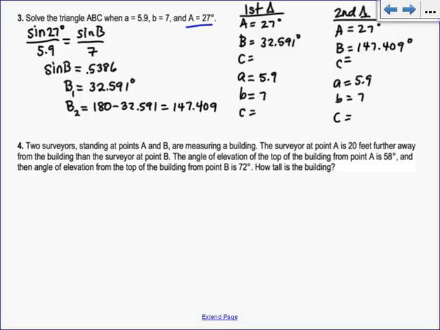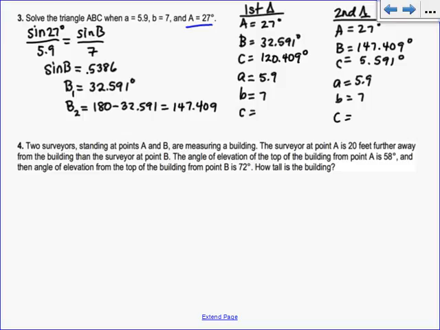Okay, so we can find C. We're just going to add them together. So 32.591 plus 27. And then if I subtract that answer from 180, this one's going to be 120.409. And then the other one, 180 minus is 174.409. The other one's 5.591. Okay, so we at least have all the angles in the two triangles.